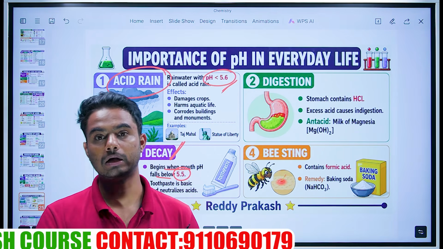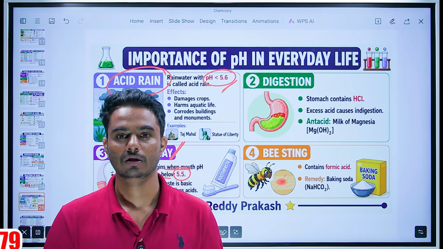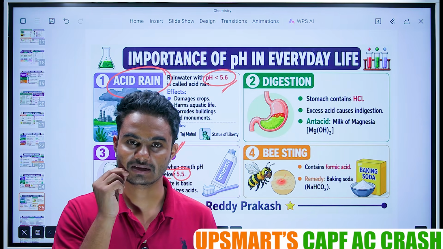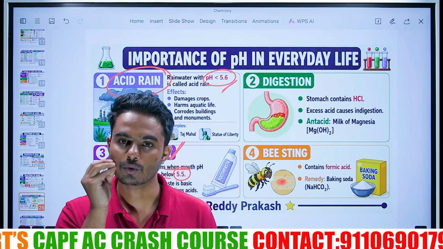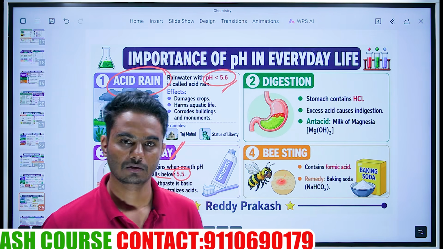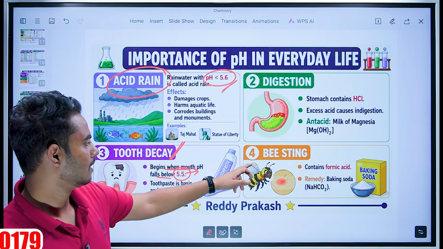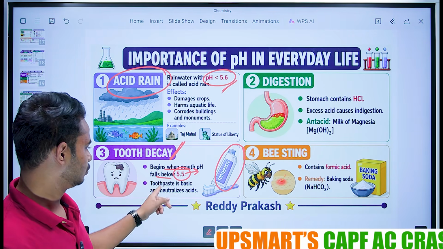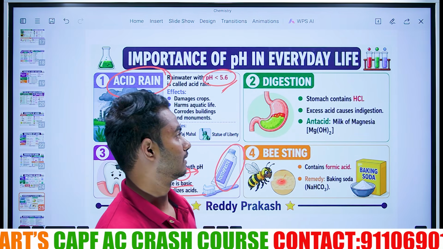So pastes are manufactured in such a way that they have more base nature. When the pastes are more basic, they increase the pH and make the mouth go towards more basic. So the pH will increase from 5.5 and decay will reduce. That is the mechanism in toothpaste. Toothpaste is basic and neutralizes acid.